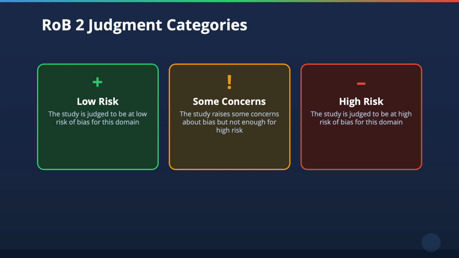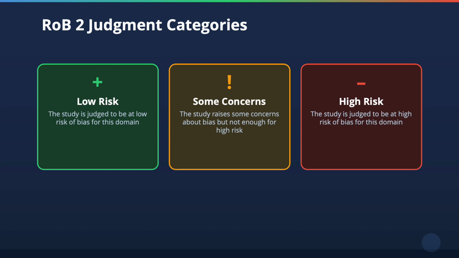Now let us talk about the 3 judgment categories. Low risk of bias, shown in green with a plus sign, means the study adequately protects against bias in this domain. Some concerns, shown in amber with an exclamation mark, means possible concerns that are not serious enough for high risk. This is the most common judgment in practice because most studies have some ambiguity in their reporting.